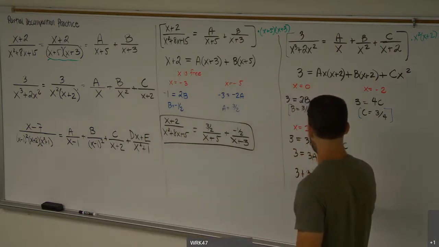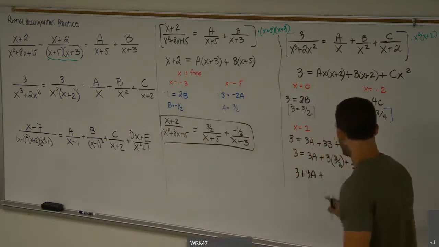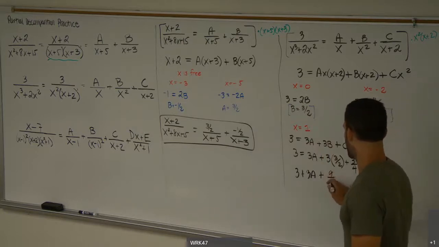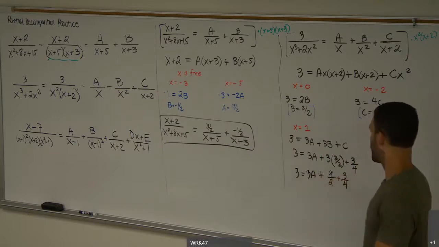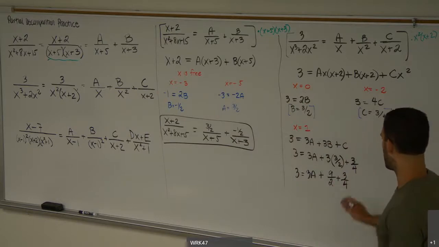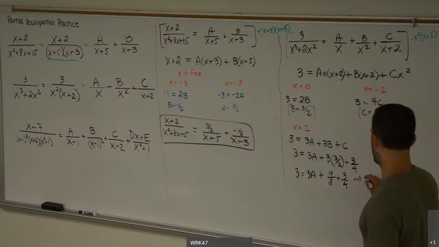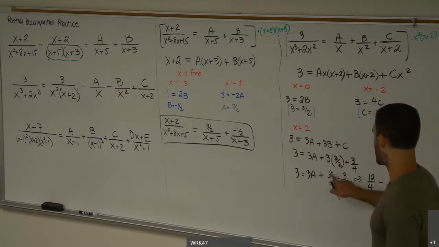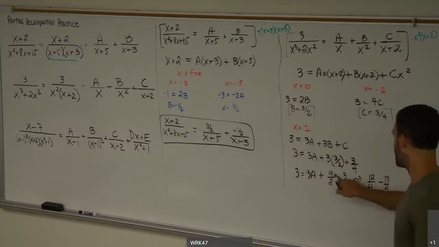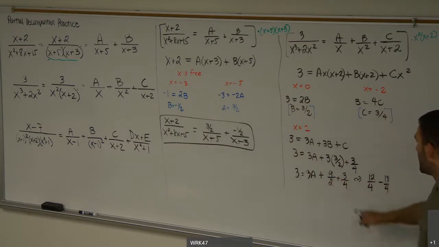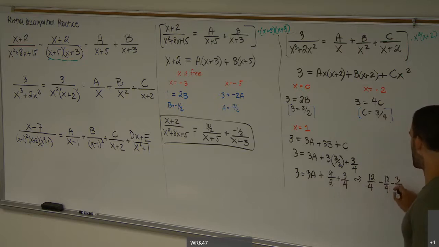So 3 equals 3a plus 9/2 plus 3/4. So let's make everything into fourths. So 12/4 on one side, I'll subtract that in terms of fourths, so minus 18 fourths. Right? That'll be 18 fourths. And then this minus then 3 fourths to the other side. That's going to equal 3a.